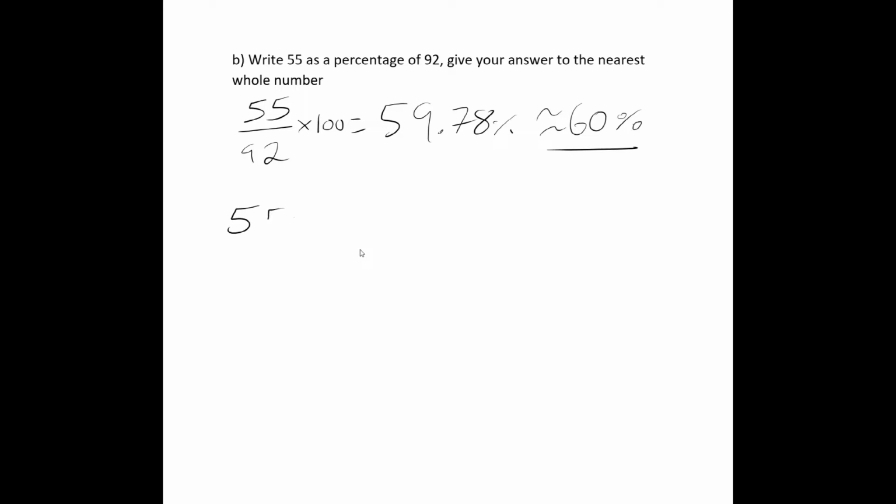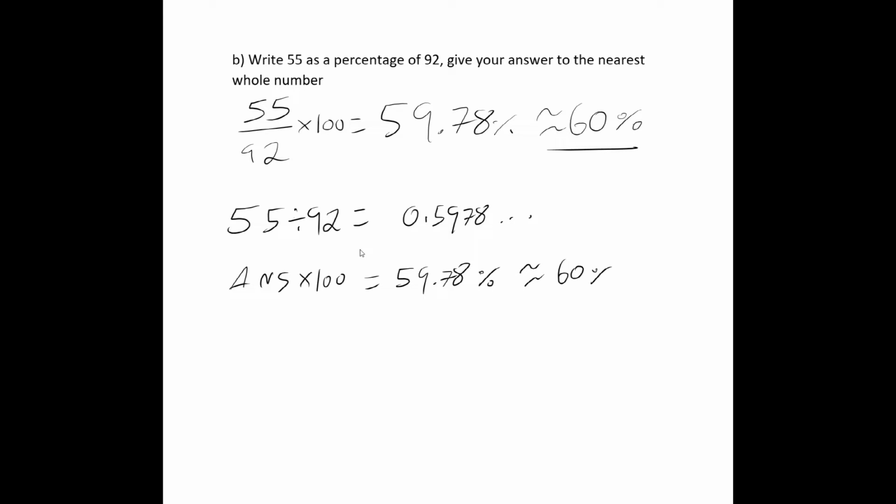Similarly, I could do 55 divided by 92, which would give me 0.5978. I could then press ans times 100 on my calculator, which would give me 59.78% as before, which is roughly 60%.